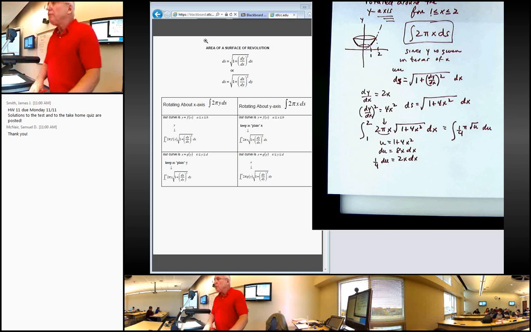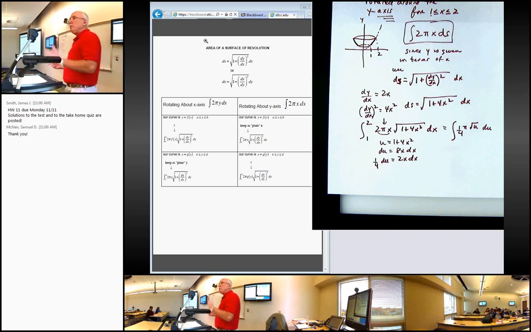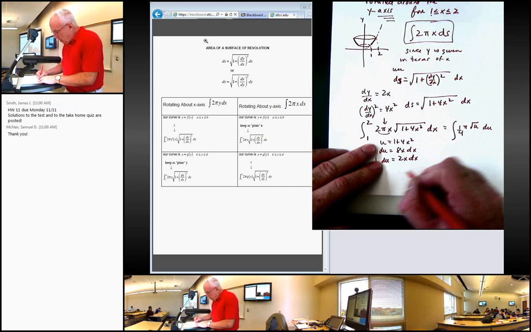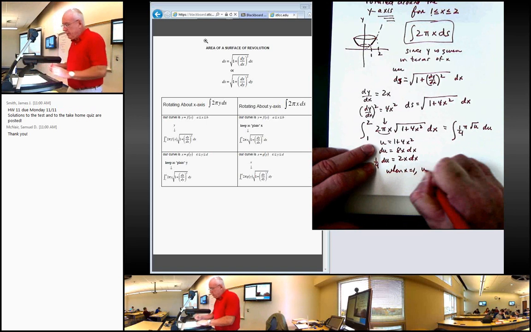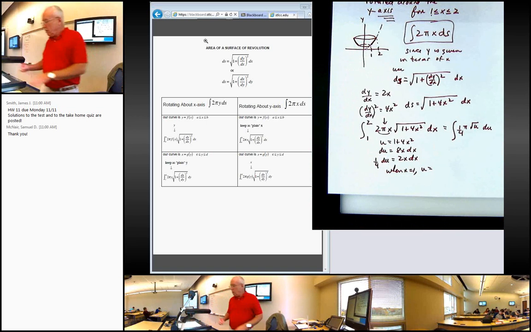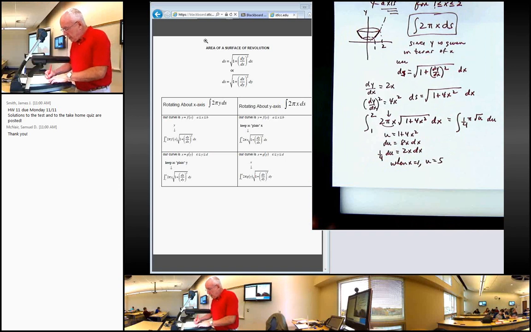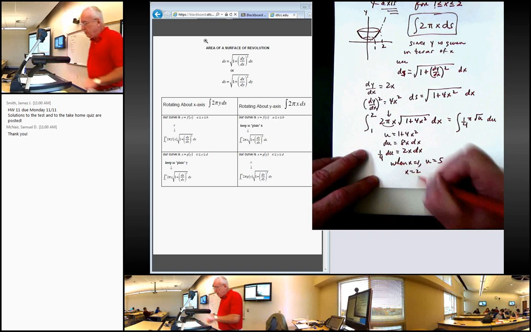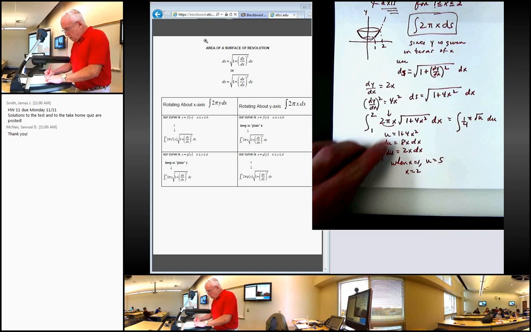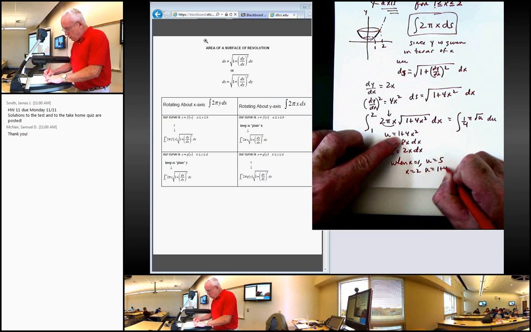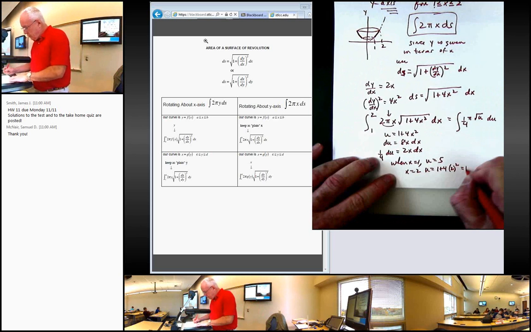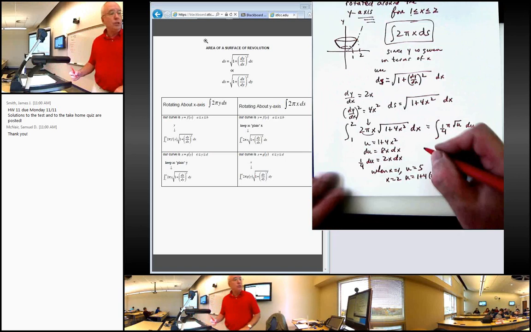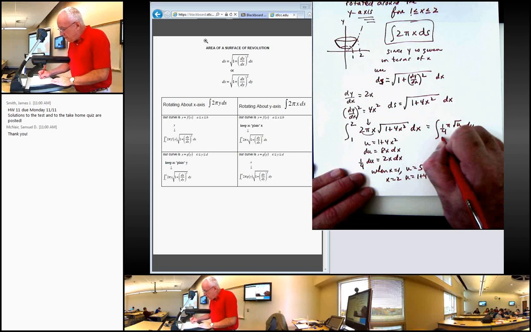And then we also have to worry about new limits of integration when we do changes of variable. So here, when x is equal to 1, our u is going to be equal to 1 plus 4, so it's going to be equal to 5. And when x is equal to 2, the upper limit, u is going to be what? u is equal to 1 plus 4 times 2 squared, so I think that becomes 17. So our new limits of integration using u are lower limit 5, upper limit 17.